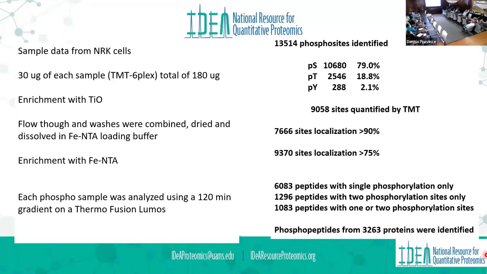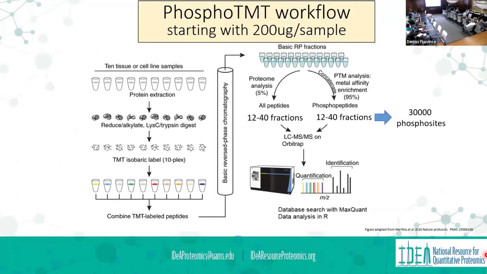In this study, we had 6,000 peptides with only one phosphorylation site, about 1,300 with two, and then 1,000 with one or two. So that same phosphopeptide was seen with one or two phosphorylations. And these numbers are better now if we do them with more material. So what we found is our standard TMT protocol uses about 100 micrograms of material. For a phospho experiment, we want to use 200 micrograms because that just gives us more material to look at.